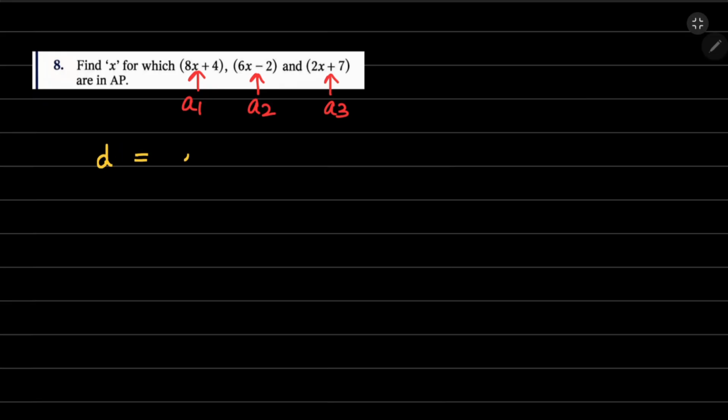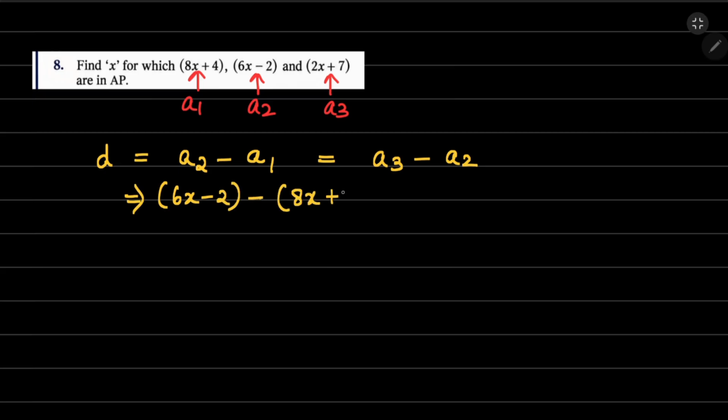So D should be equal to A2 minus A1 and this difference should be equal to the third term minus the second term. Let's find out what is the second term minus first term. Second term is 6x minus 2 minus what is the first term? 8x plus 4 should be equal to the third term, that is 2x plus 7 minus the second term, that is 6x minus 2. Let's open the bracket.